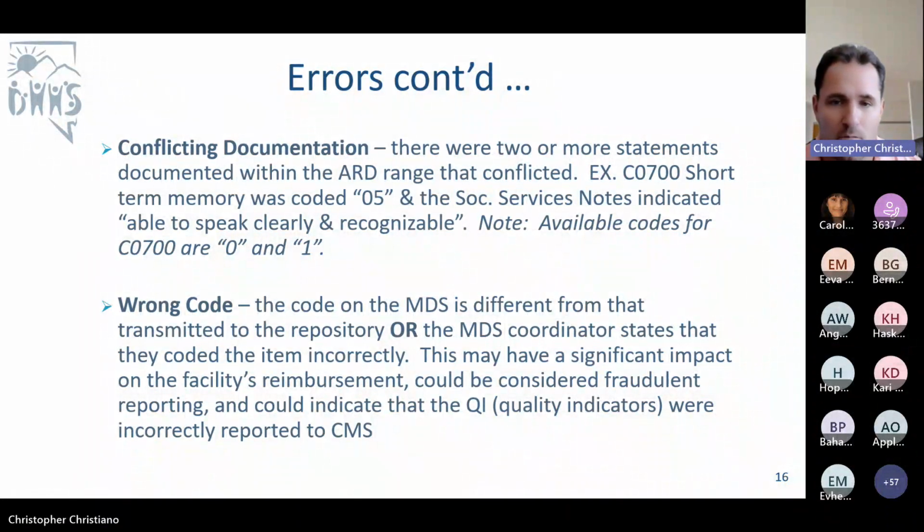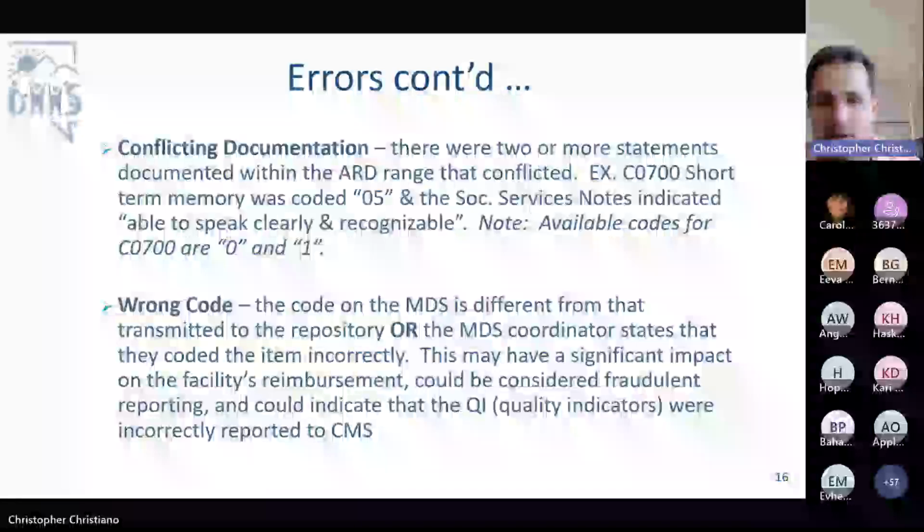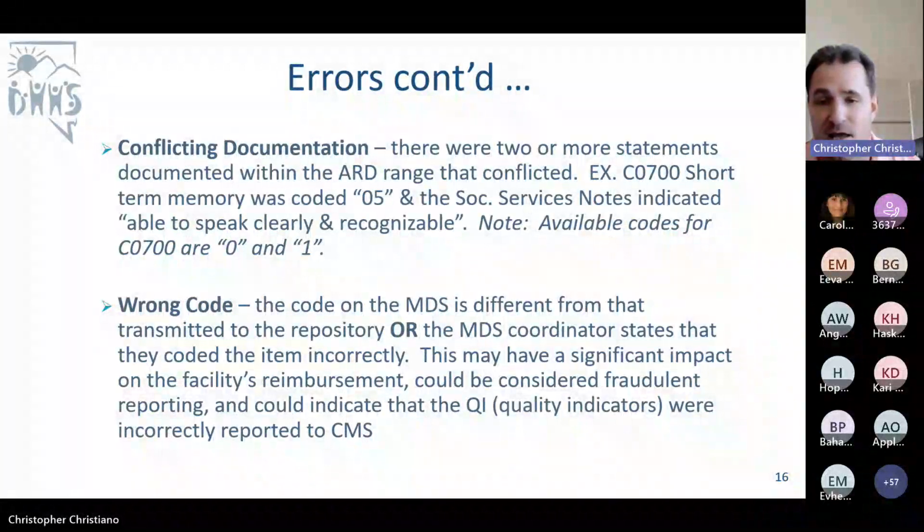So wrong code here, we have the example where the code on the MDS is different from that transmitted to the repository or the MDS coordinator, and states that they coded the item incorrectly. It says that this may have a significant impact on the facility's reimbursement. And this is one of those errors that could be considered fraudulent. Okay, so you probably don't want too many of those. All right. And those are the examples that we have here.